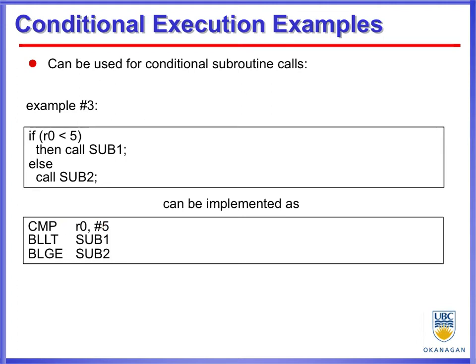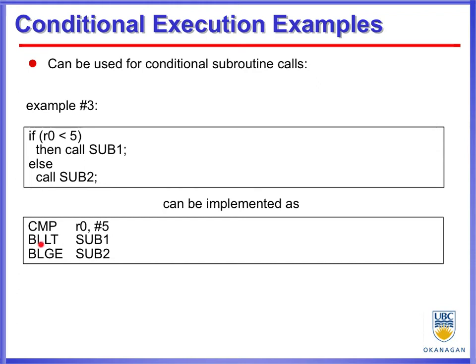So we're going to compare, and then BL is branch and link, which is the branch instruction that we use when we're branching to a subroutine. We're going to talk about that in a while. This is just going to branch to a subroutine. Sub 1 is just a label for a memory address. It's going to branch to some other address and do the instructions there.